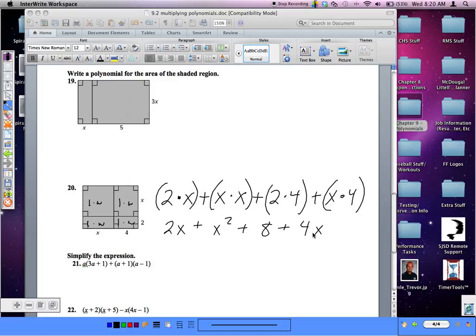As we write these, let's start to put them in order. So what is the leading term? X squared. Plus 6x. Plus 8.